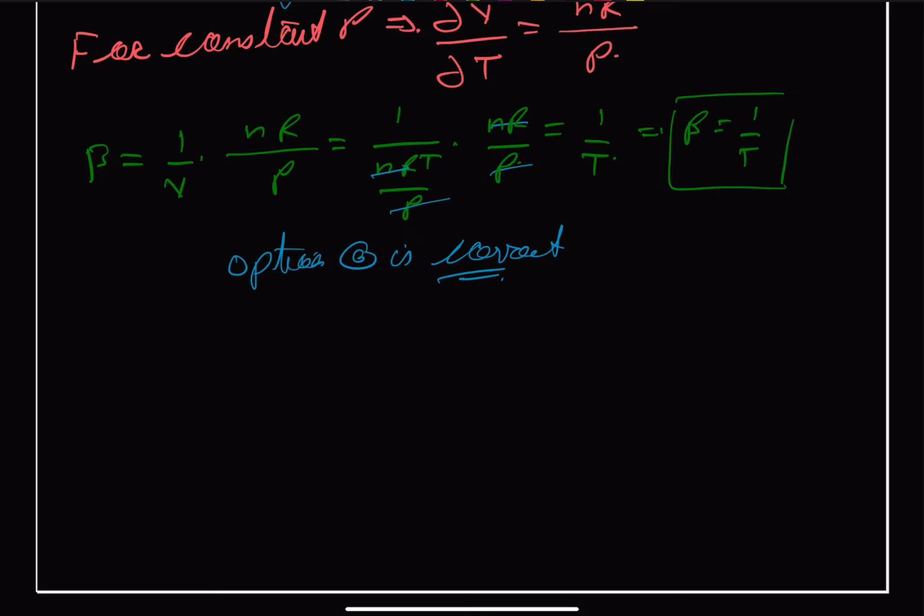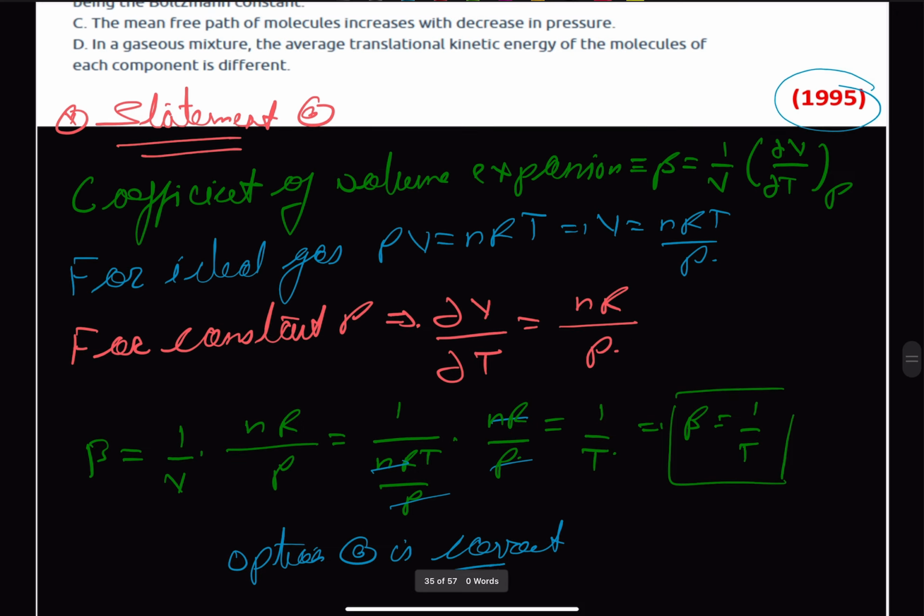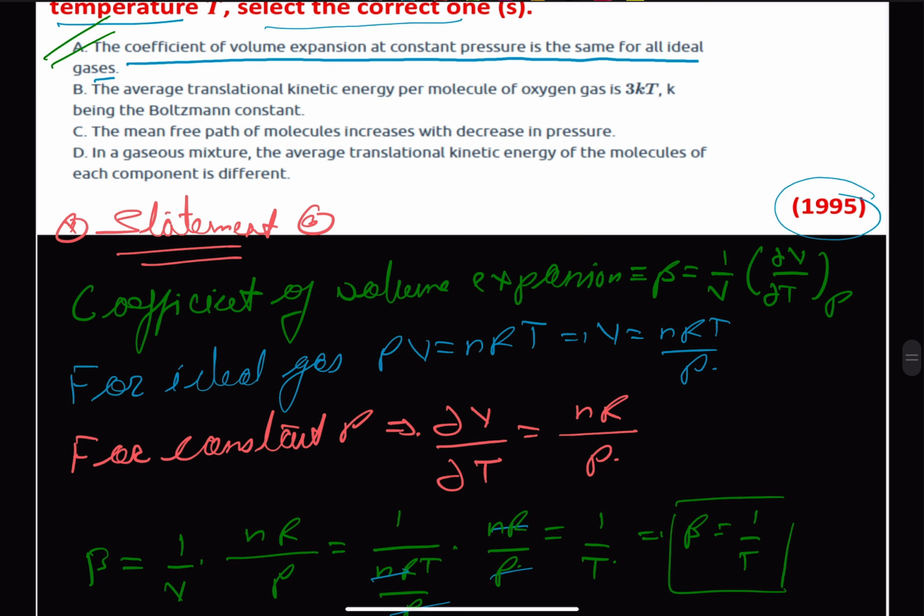Now we come to option B, and it says the average translational kinetic energy per molecule of oxygen is 3 kT. Well, in this case we can just use a standard law, and that states 3 by 2 kT. I think this relationship is called the Boltzmann law, if I'm not wrong. So it is not 3 kT, but it is 3 by 2 kT. So this option is incorrect.